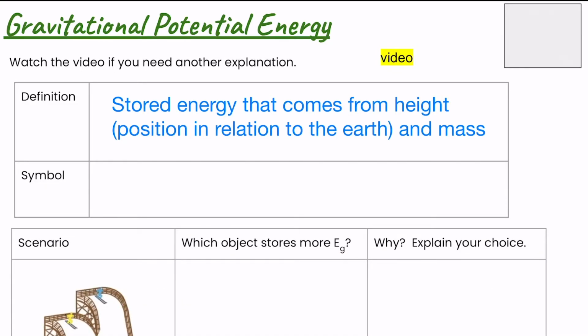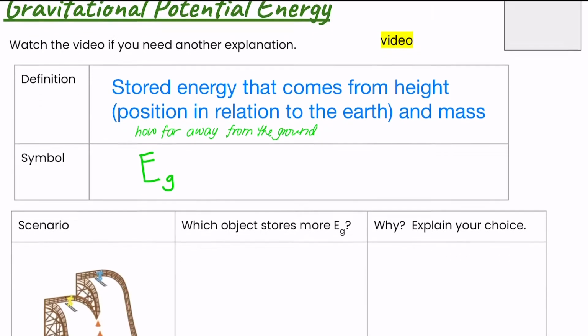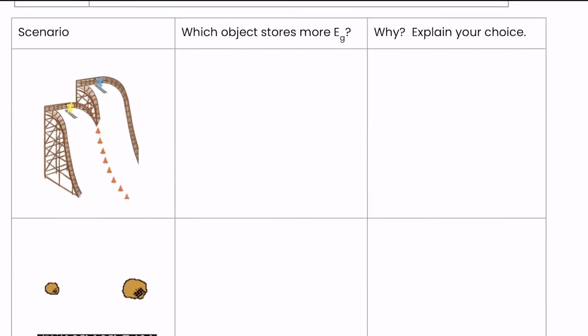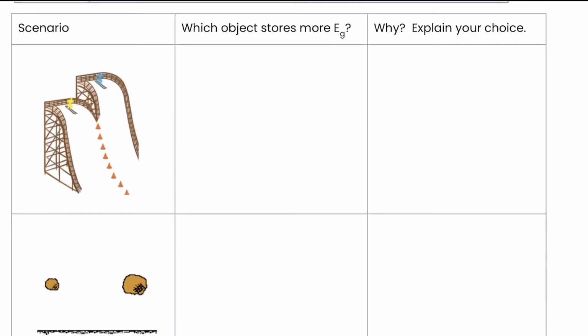So what we're going to say is that we're asking how far is it away from the Earth, right? So position in relation to the Earth is how far away from the ground. And one of the things that we're going to be talking about also is the symbol. So the symbol is big E for energy, and then we're going to use something called a subscript, G, for gravitational potential energy.